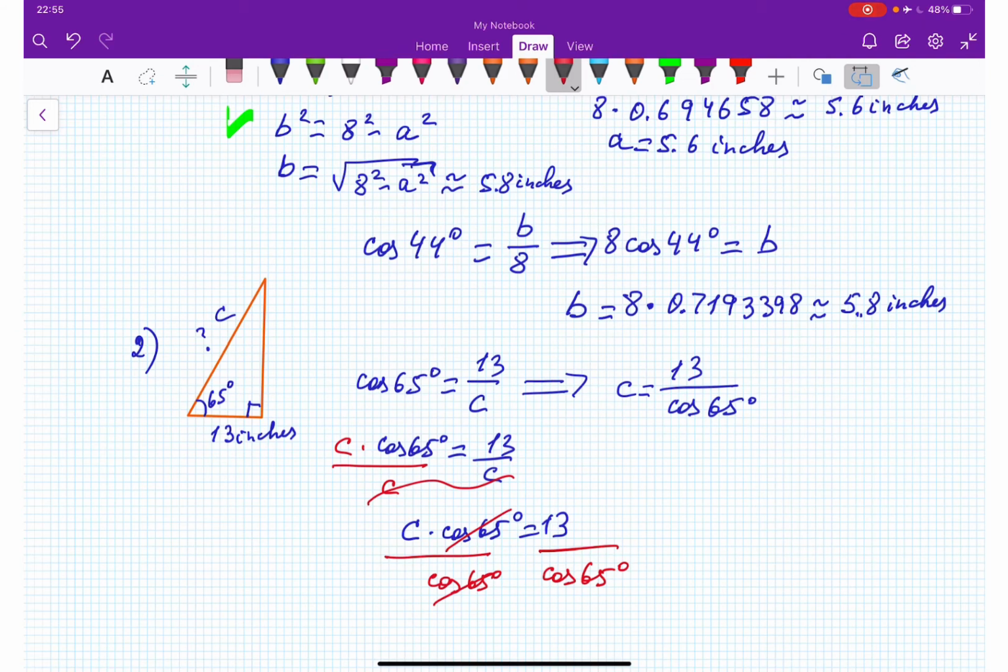So it's going to be equal to 13 over the value of cosine 65, which is 0.422618, and that's approximately, tilde sign, it's an approximation, 30.76 inches. Okay? Moving to the next question.